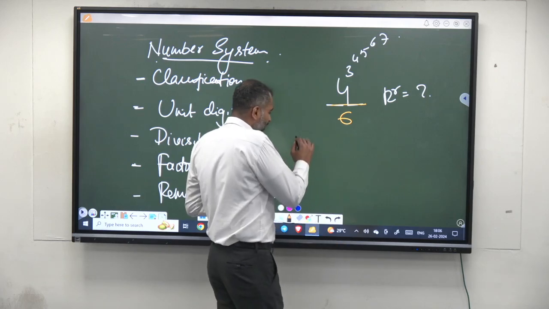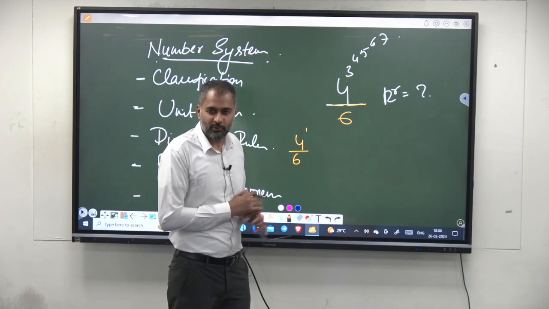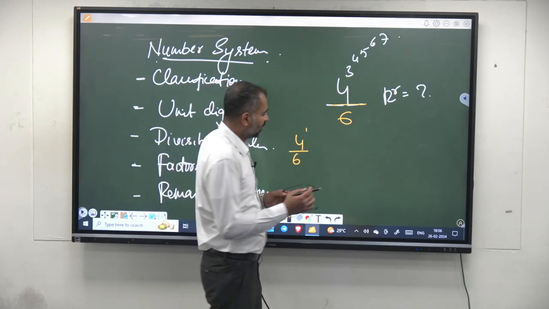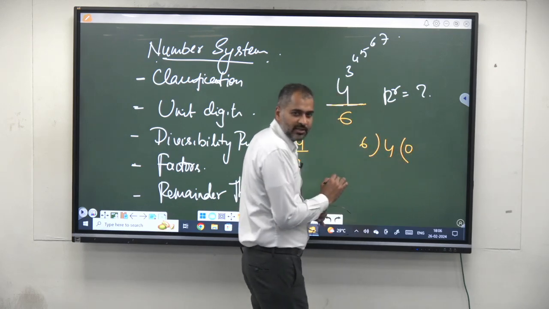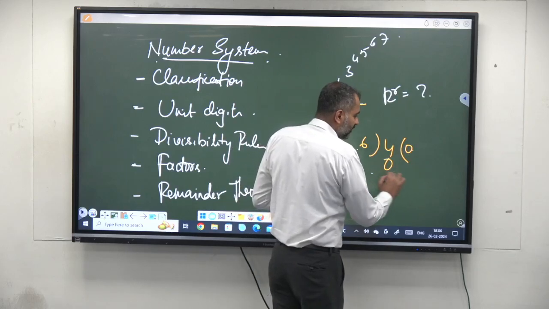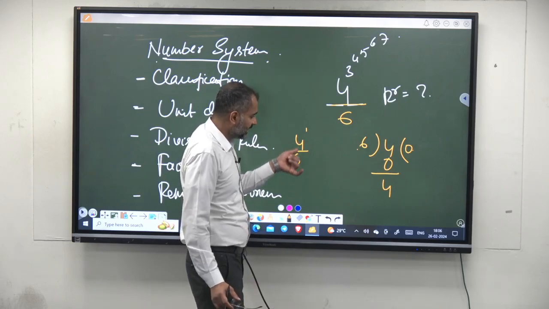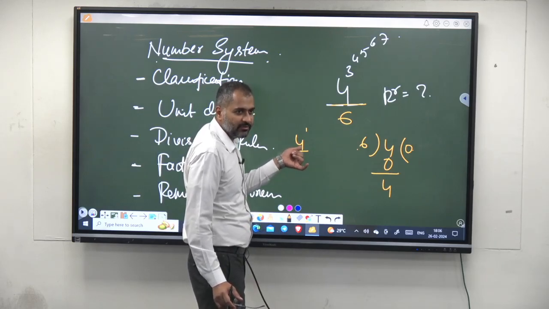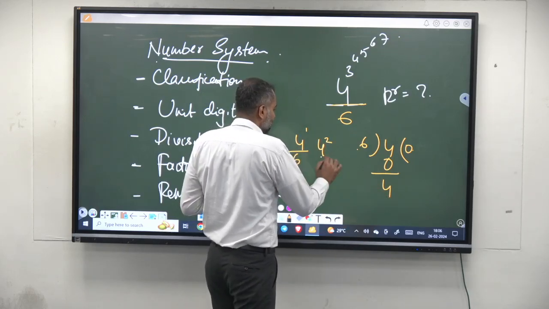Okay, look here now. 4 power 1, if I divide by 6, what is the remainder? When I divide 4 by 6, how many times can I divide? 0 times, isn't it? 6 into 0 is 0. So what is the remainder? If the dividend is less than the divisor, it itself is the remainder. So 4 itself is the remainder.